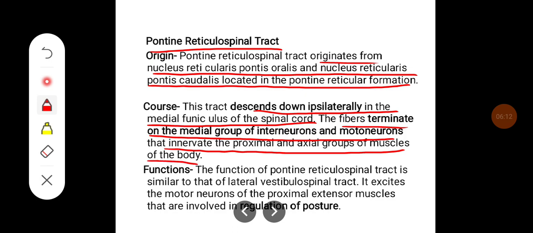Their function is similar to that of the lateral vestibulospinal tract. It excites the motor neurons of proximal extensor muscles that are involved in the regulation of posture.